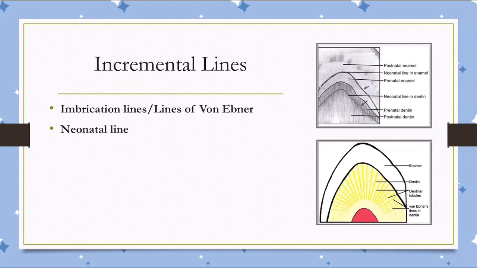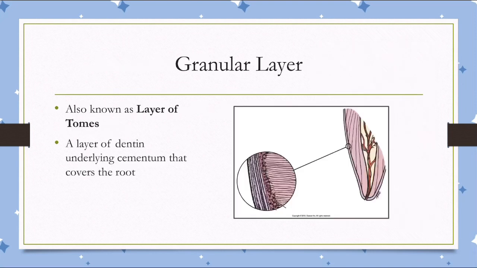Now dentin also has something called a neonatal line. This line distinguishes which dentin gets deposited in the womb and which dentin gets deposited outside of the womb. Now, the reason that this line is so clear is because dentin has a lot more imperfections once it's deposited outside of the womb.